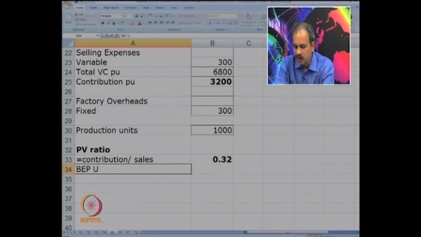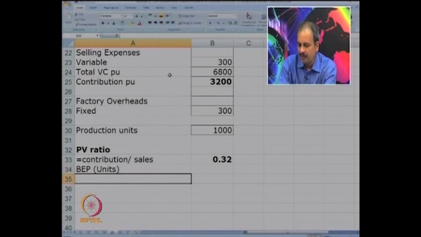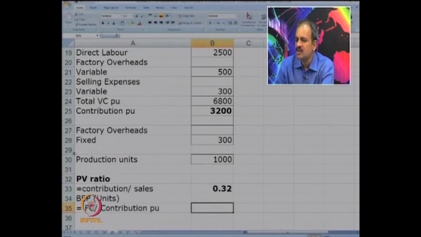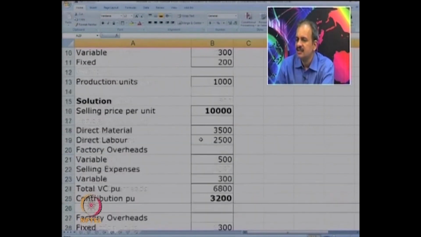We will try to calculate both BEP in units as well as in rupees. What is the formula for BEP? BEP is a level of activity, no profit, no loss. So we need to cover FC, fixed cost, and it is covered from contribution margin. So it is fixed cost upon contribution per unit. We are yet to calculate actually the total fixed cost.